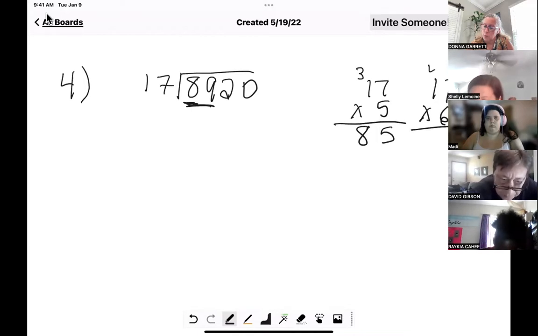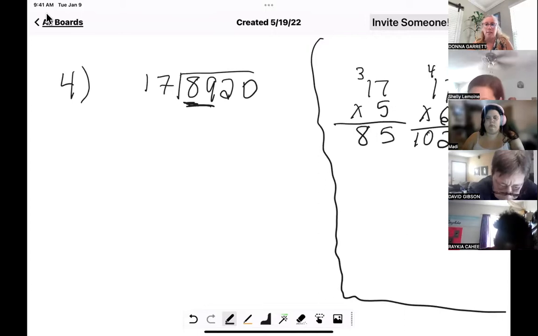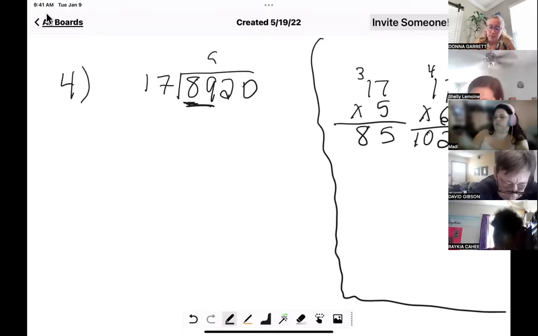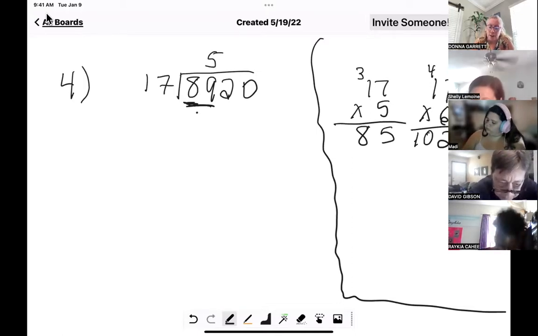7 times 6 is 42. 6 times 1 is 6 plus 4 is 10. And don't erase them. Keep them, think of it like a little box. This is your work box. Keep them because you might need them for something else you're going to divide. So it has to be 5. And now I know what the answer is. It's 85.